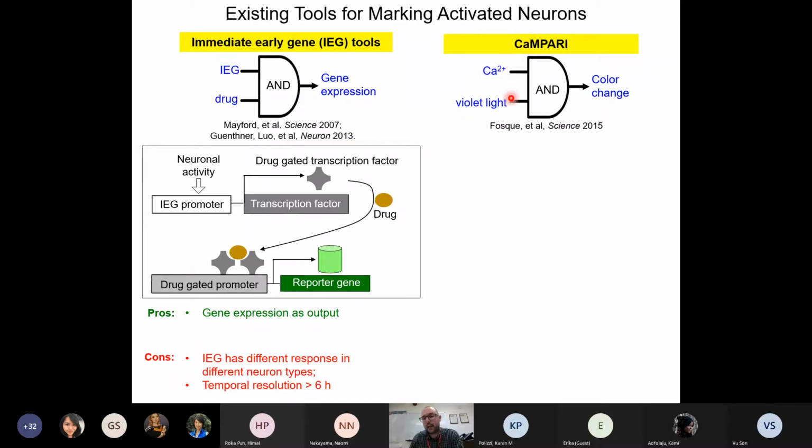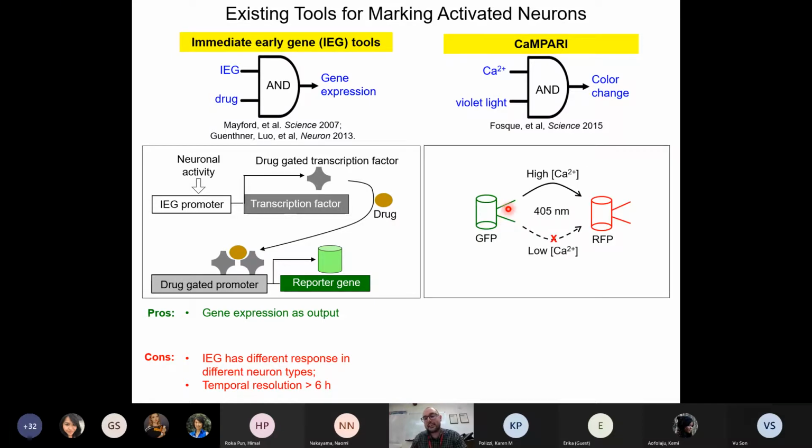And calcium, as I mentioned before, is very important because it's a universal marker. And now the output is a change in color. So here, what they have is a circularly permuted GFP with calcium-sensitive modules that, in the presence of high calcium and ultraviolet light, promote a photochemical reaction that changes the color in the chromophore, switching from GFP to RFP. So the advantage of this tool is that now it's responsive to calcium, which is a good proxy of neuronal activity, and it has an excellent temporal resolution, in seconds, okay? Because this is a photochemical reaction. But the problem is that the output is a change in color.